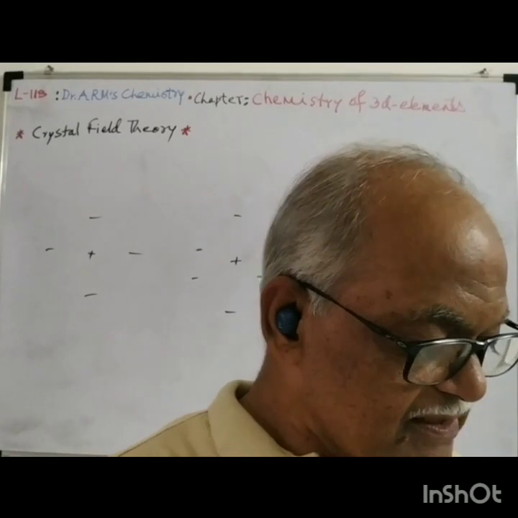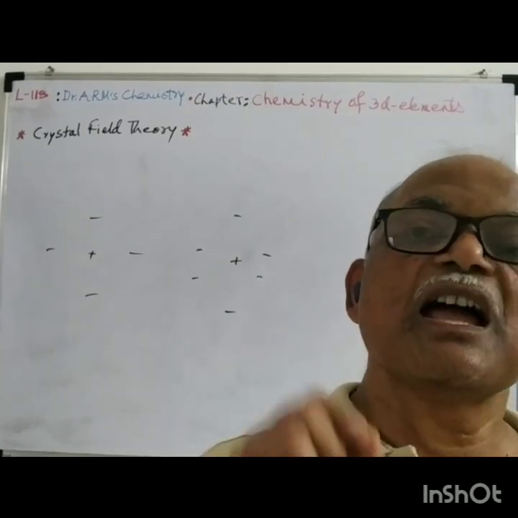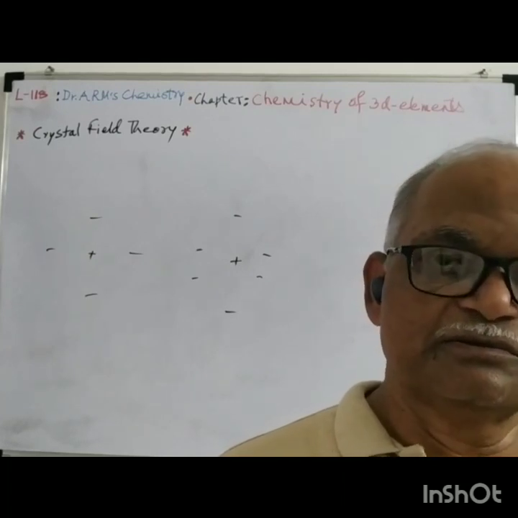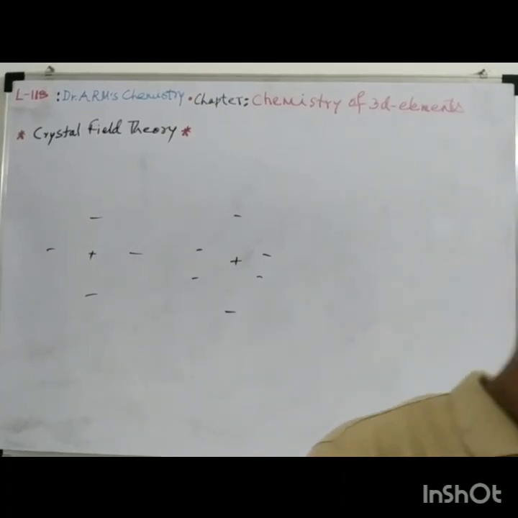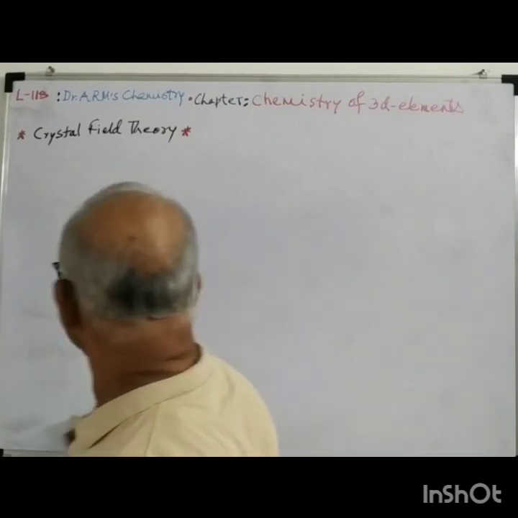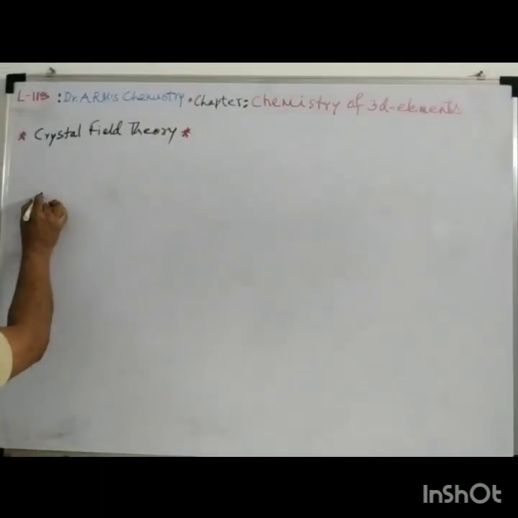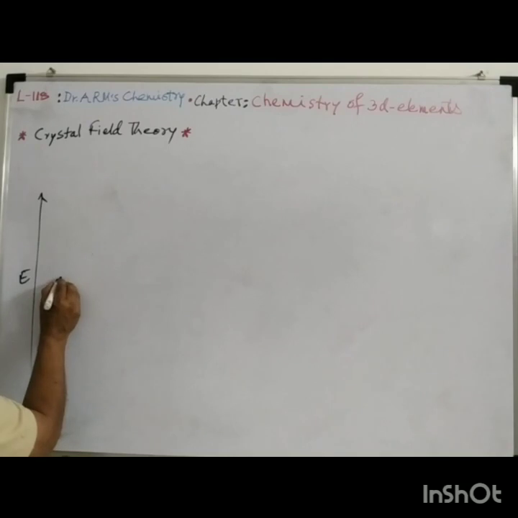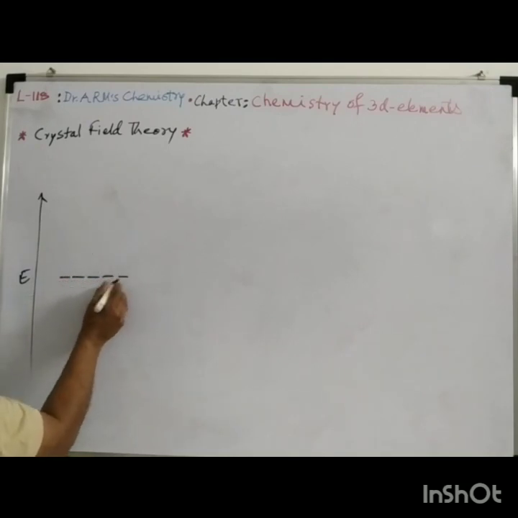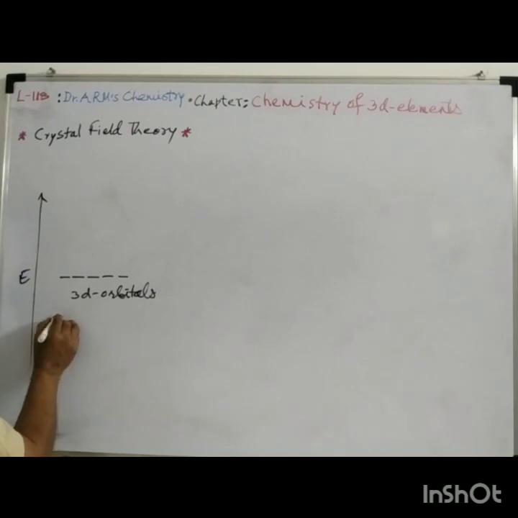So this crystal field theory is an electrostatic model in which the ligand electrons are considered as point charges. And this develops the electric field. We can consider this in the case of an energy level diagram. This can be explained easily using an energy level diagram. So consider this as an energy axis. And here we can show the five d orbitals. So these are 3d orbitals.